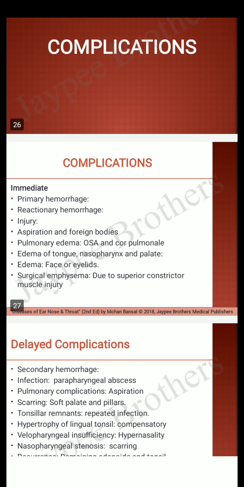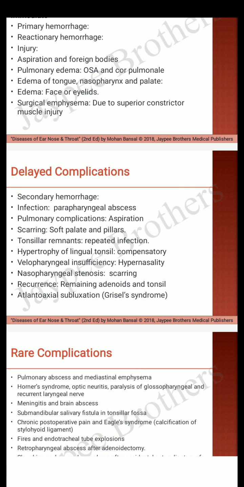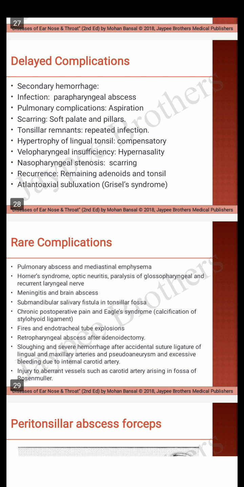Complications can be primary hemorrhage, reactionary hemorrhage, injury to the teeth, aspiration of foreign bodies, pulmonary edema, obstructive sleep apnea, and cor pulmonale, edema of the tongue, nasopharynx, and palate. Delayed complications like secondary hemorrhage are because of infections, so that has to be taken care of with a change in antibiotic. It usually occurs in the second week.